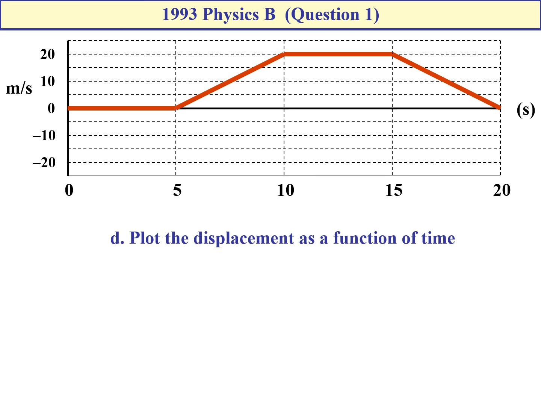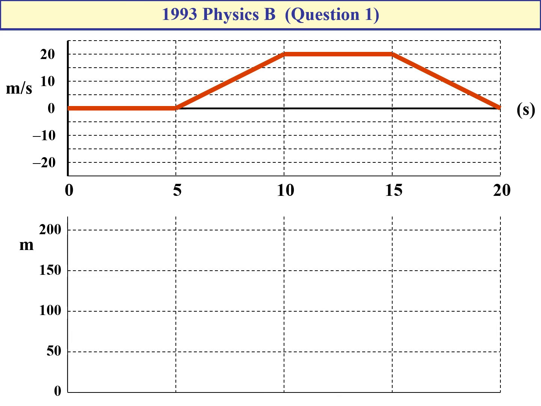All right, so the displacement versus time graph, we start at 0, then at 5 seconds we're still at 0, and then at 10 seconds we make our way up to 50. Now remember, we have a changing velocity, which means we have an acceleration, so it's going to be a parabola at this point.